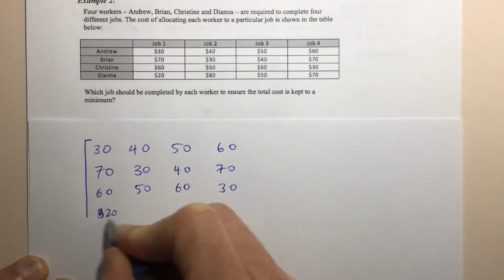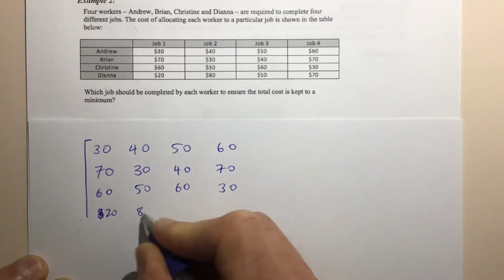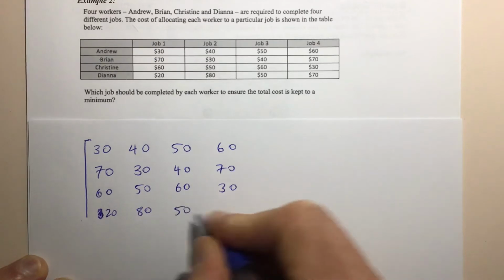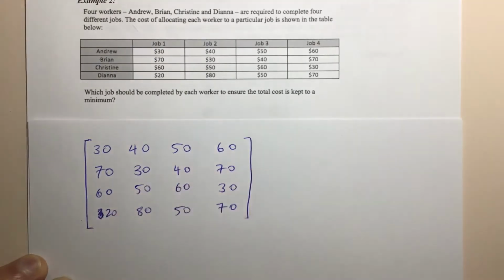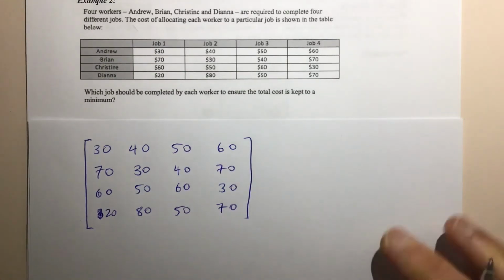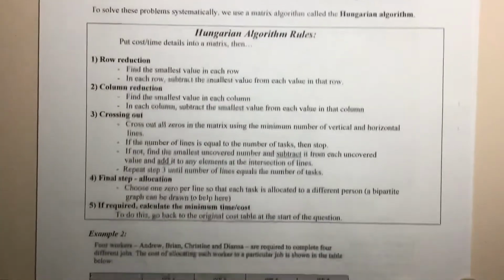Oh, of course, now that I'm multitasking, I've written down a number wrong. Silly me. 50 and 70. So you basically just take the numbers from the table and put it into matrix form. And now we're going to go through, and I'll keep flicking back and forth between the steps.